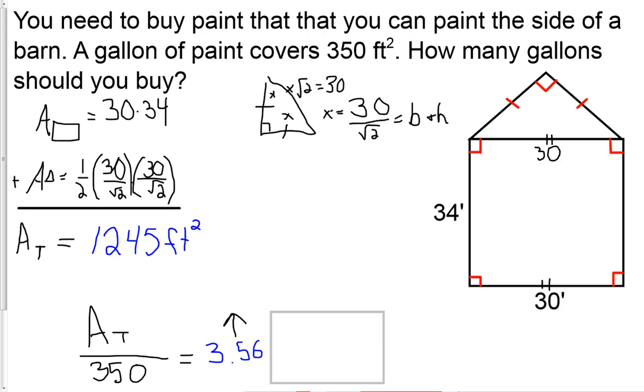Now, I don't see anywhere that says I can buy exactly 3.56 gallons, so you're just going to round up, right? Generally speaking, you can buy paint in gallons. So we're going to need 4 gallons. It rounds up.